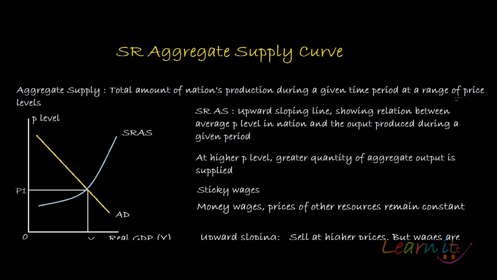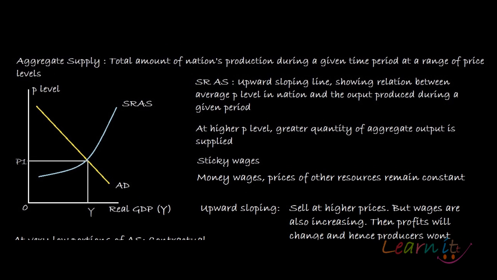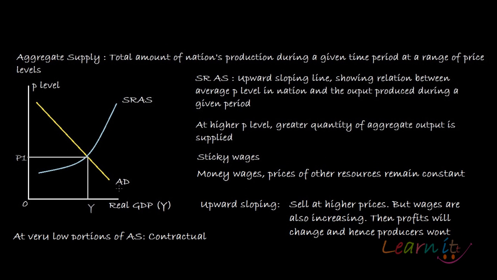What is the short-run aggregate supply curve? It is the total amount of a nation's production during a given period of time at a range of price levels. As you can see in the diagram here, we have a downward sloping demand curve and a somewhat upward sloping AS curve. I'll explain the meaning of somewhat upward sloping AS curve. It has different slopes at different ranges, which I'll be explaining further.